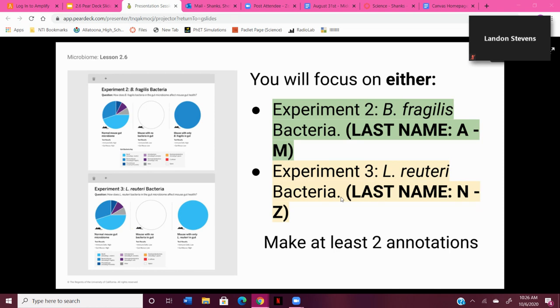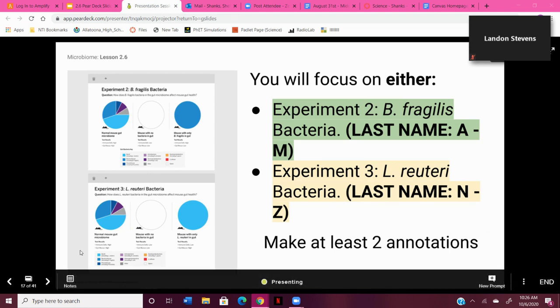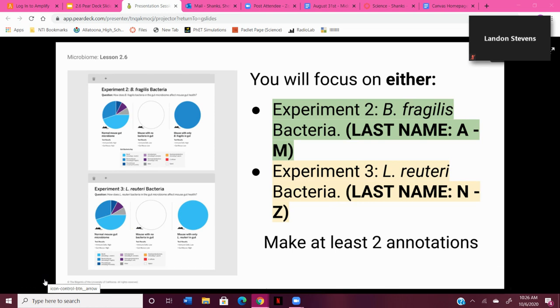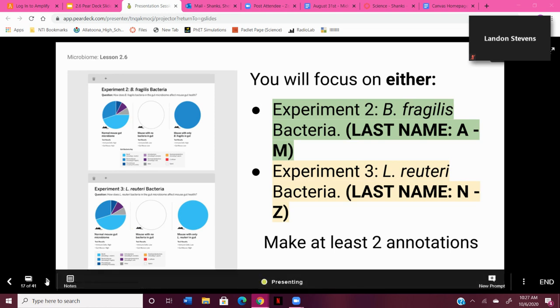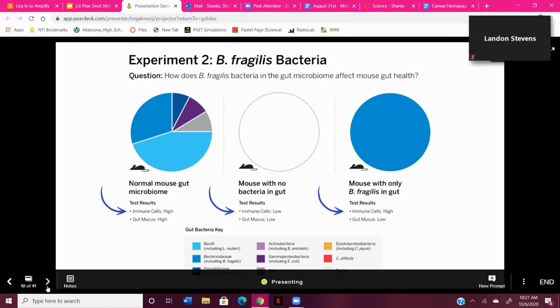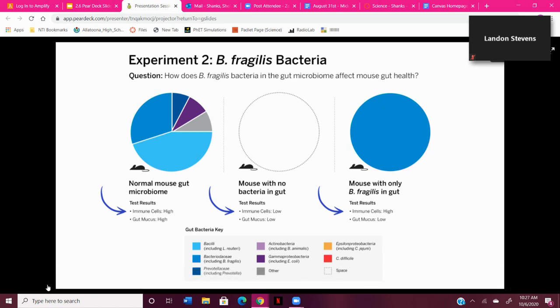Okay, I need you to make at least 2 annotations. Okay, once you get done with those 2 annotations, you can take a look at the other experiment. You do not have to do annotations on the other experiment. I just want you to take a look if you have time and you get done. All right, so it'll be on the next few pages, just a second. So I'm going to kind of go over what you're going to be looking at.